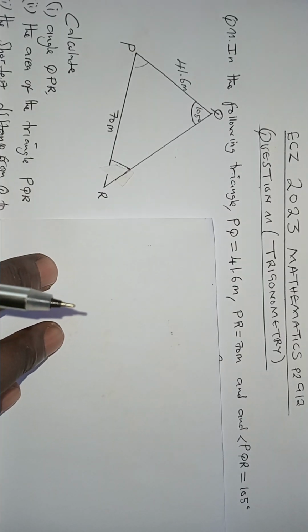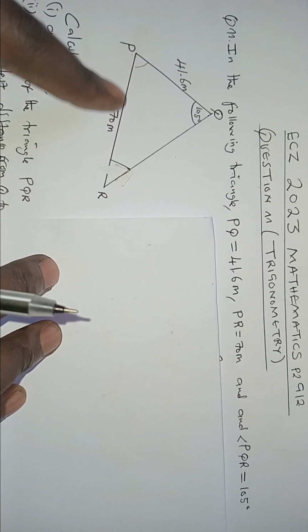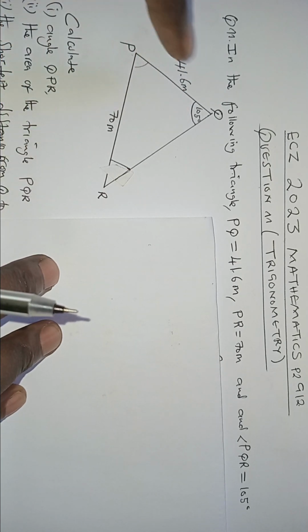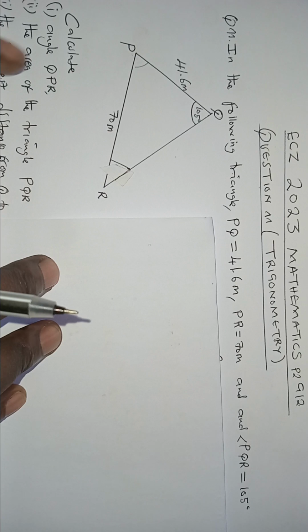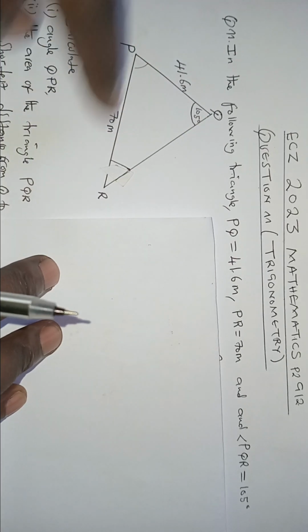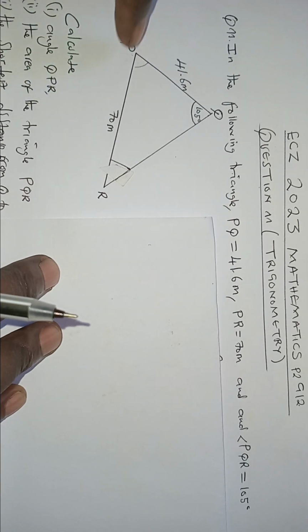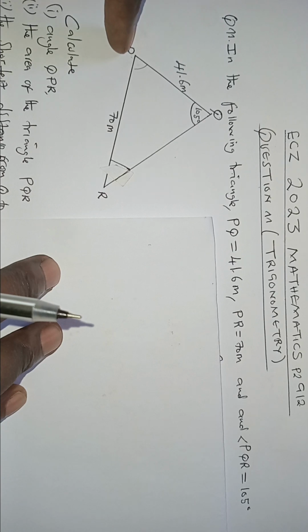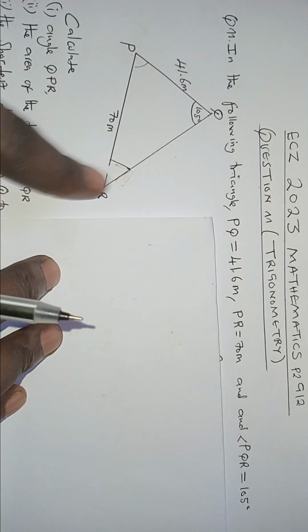And as we can see in the question, we have this triangle with the following dimensions: PQ equal to 41.6, then PR equal to 70 meters, then the angle PQR is given as 105 degrees. So we want to calculate the angle QPR. QPR is an angle at this point. And as we can see, it may be tricky to go direct because we do not have even the opposite side for P. So instead, we can first of all try to find the angle PRQ at this point.